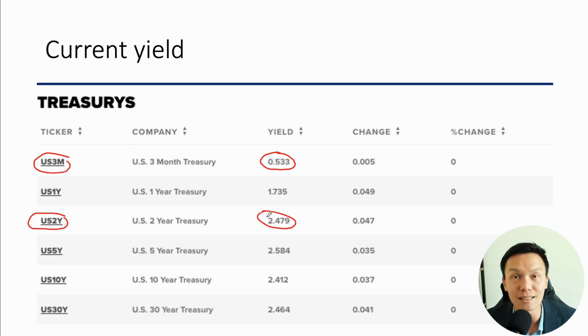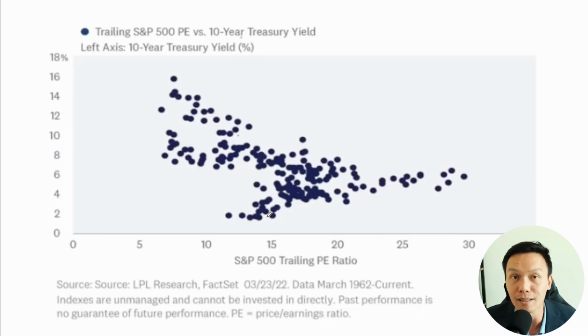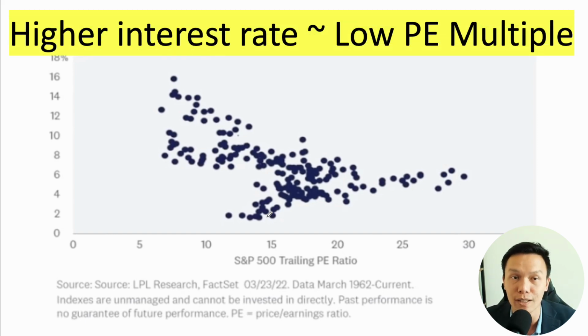Now, with that said, it doesn't mean that we will not see the market correcting. That's because we do expect interest rates to go higher. And when you look at this, the correlation is that a higher interest rate does bring about a lower PE multiple, and that generally means lower stock prices.